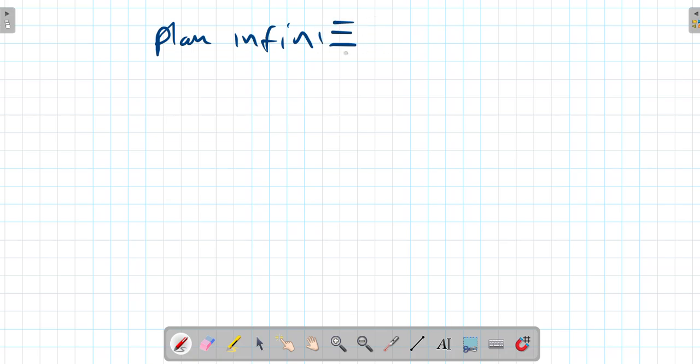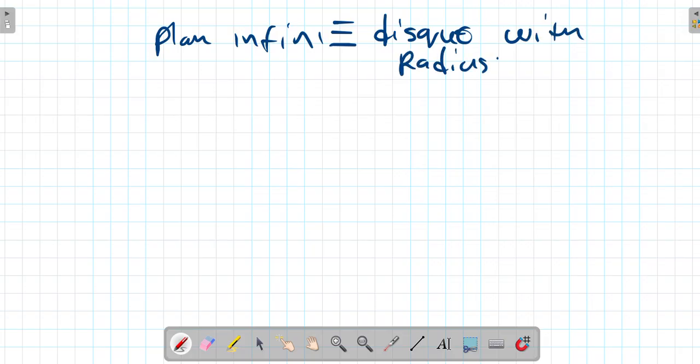So from here we can say that plan infini is equivalent to what? A disk with radius of what? Radius that approaches infinity. You can say radius equal to infinity if you want, but mathematically we're not allowed to say that. So the term that we use is radius approaches infinity.